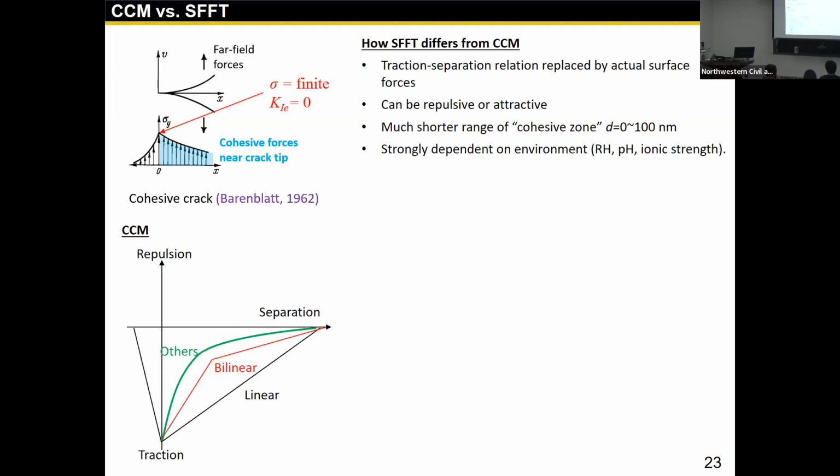But we would like to highlight that we want to distinguish this line of work from the cohesive crack theory, compared with the surface force inspired fracture mechanics, SFFT. We call it that just for temporary convenience. The first reason is that the cohesive crack model, as its name suggests, considers this attractive force, and that can be linear, bilinear, or another relation. It's a constitutive law that you just choose one that can match your macroscopic fracture mechanics data.